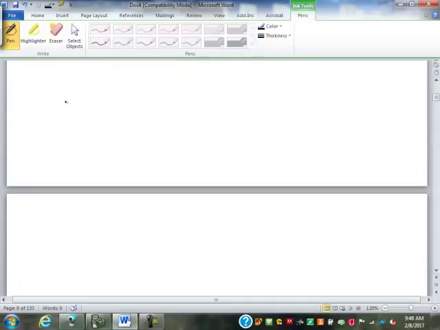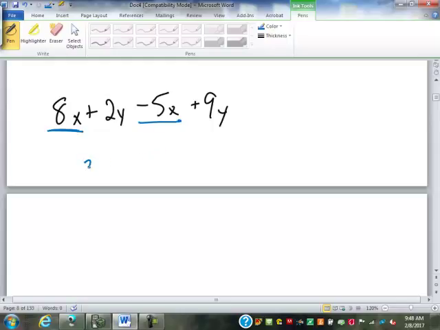So what if we run into something like that? What do we have to do? Add like terms. So we'll start with the first one here. 8x combines with negative 5x, which makes 3x. Good. 2y and 9y, 11y. What's wrong with what I have written there right now? No symbol connecting them. It's a positive 11, so we'll put a plus in there.